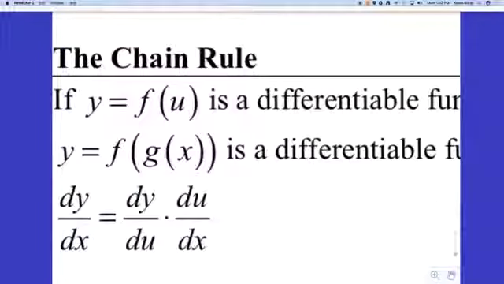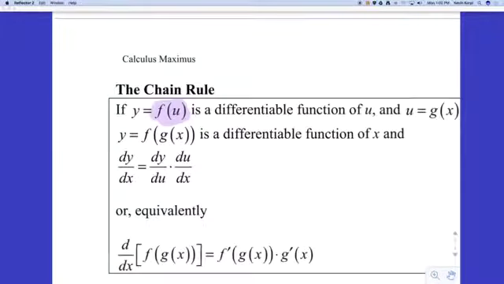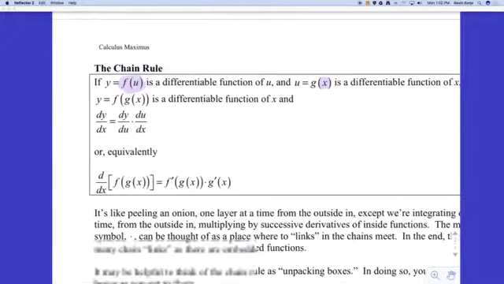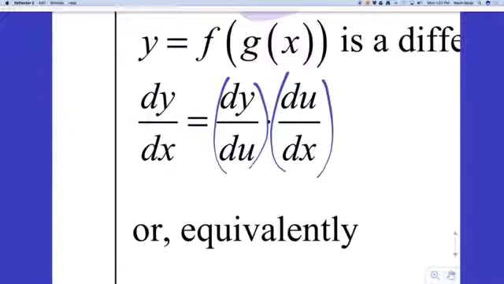Okay, so here's the chain rule. We're going to list it two ways. If y equals f of u, that means y is a function of u, and u is equal to g of x, u is a function of x, then if you're trying to find the derivative of y with respect to x, you could find the derivative of y with respect to its variable u, and then find the derivative of u with respect to its variable x, and then multiply the results together. And why does that work? The du's essentially divide out, and you're left with dy over dx. So there it is in Leibniz notation.